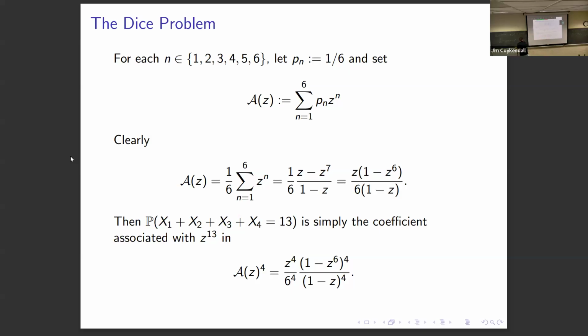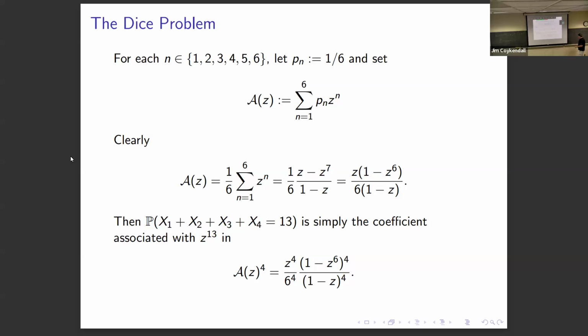Okay. So if we look at this generating function, basically we have this guy, and what we want to do is invert this analytic, and this is where this guy is going to come into play. So we are interested in looking at z to the power 4 divided by 6 to the 4, which is 1296, times I've got a (1 minus z to the 6) raised to the power 4. Then I've got a 1 over (1 minus z) raised to the power 4.